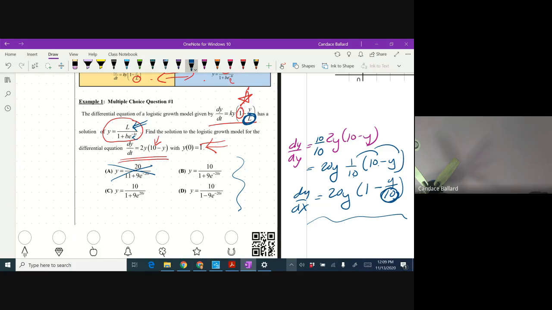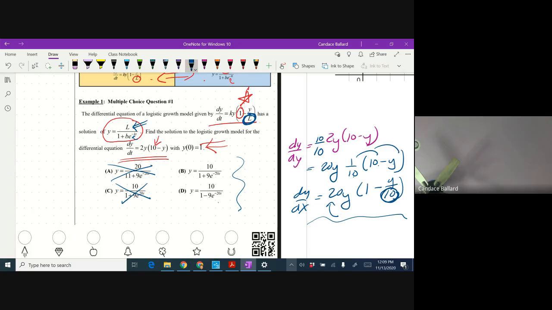What's the K value supposed to be? Good job, Gabby, Lorenzo. It's supposed to be a 20. When I plug it in here, it should look like a negative 20. So it looks like I could get rid of C and we're down to B and D. So I have to figure this out based on the information I have.